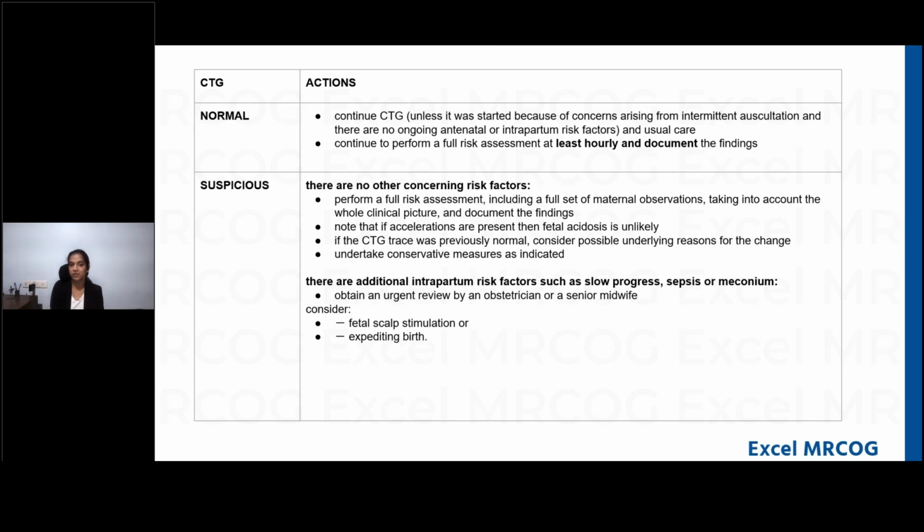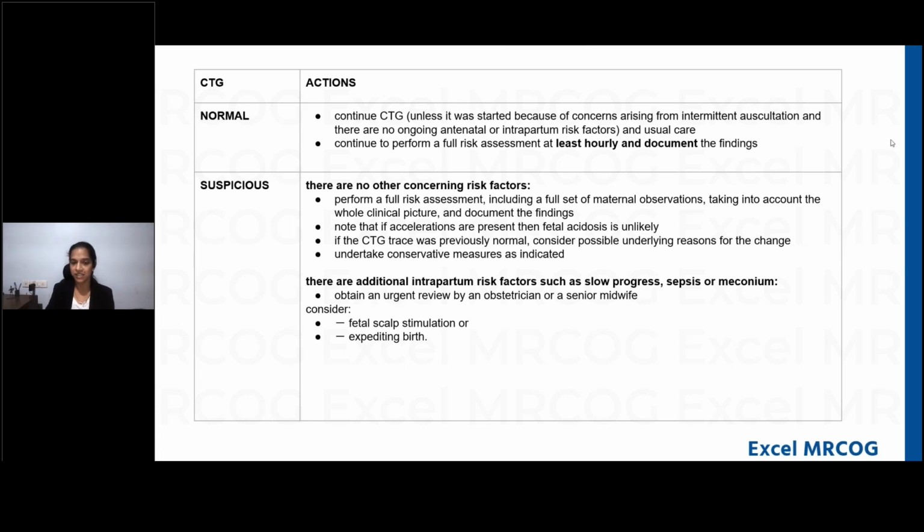Note if there are any accelerations, because if there are accelerations, fetal acidosis is unlikely. If the CTG was previously normal and now it is becoming suspicious, see if there is any underlying reason for this or anything that has come up, and undertake conservative measures. Basically, if there's hypotension, you treat the hypotension. Changing the position may help, you do that for her. So this is what you would do if there is suspicious CTG with no other concerning risk factors.